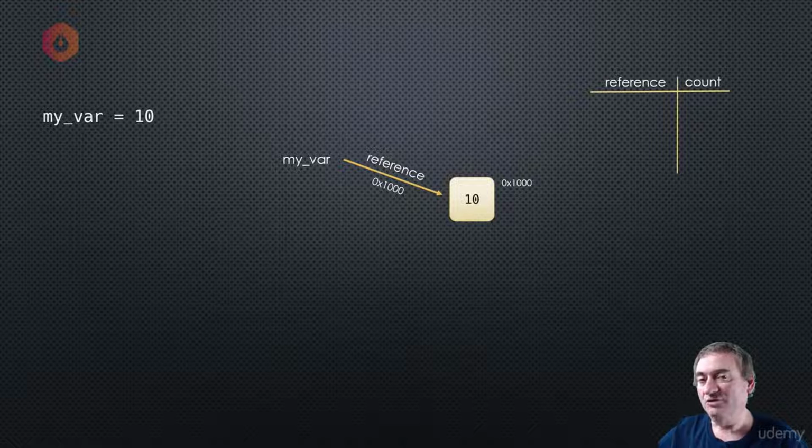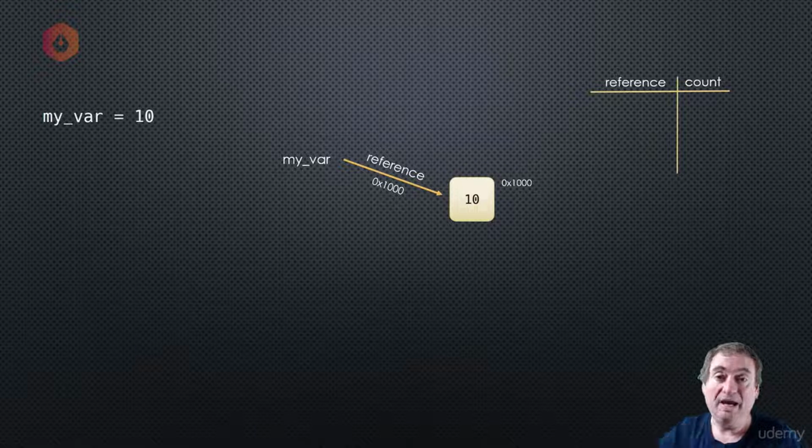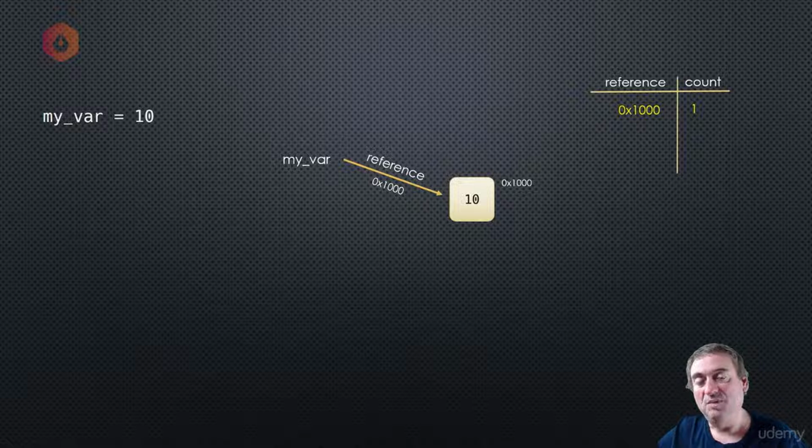So we can start keeping track of these objects that are created in memory. We can keep track of them by keeping track of their memory address and how many variables are pointing to them. How many other variables in our Python code are pointing to that same object. So in this case, we only have one reference. And so the reference count for that memory address is 1.